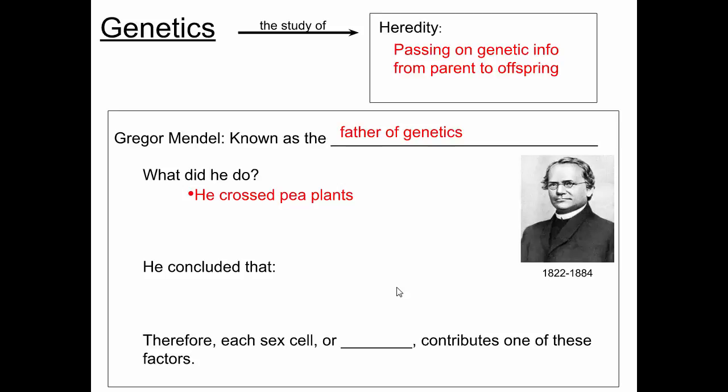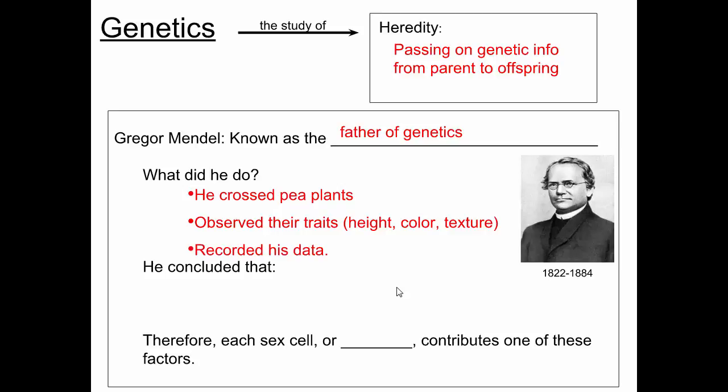What he did is he crossed the pea plants. He basically cross-pollinated them very carefully. He grew the resulting seeds, and he looked at the characteristics of those seeds, keeping very detailed records. He was looking at things like the height of the plants, the color of the flowers, the color of the peas, lots of different things. Seven or eight different traits is what he was researching. And he came up with some relatively simple conclusions.